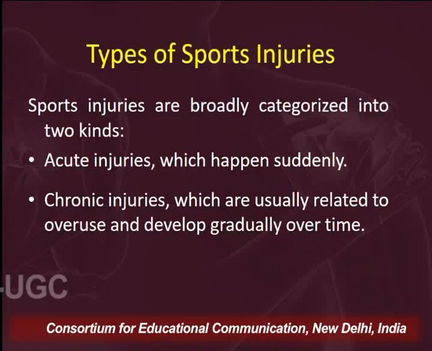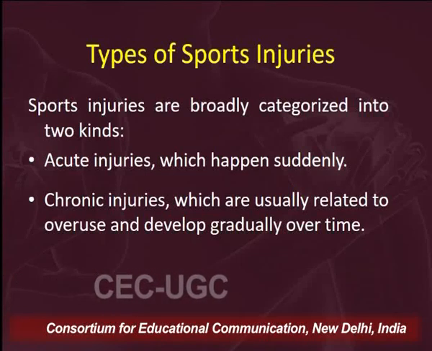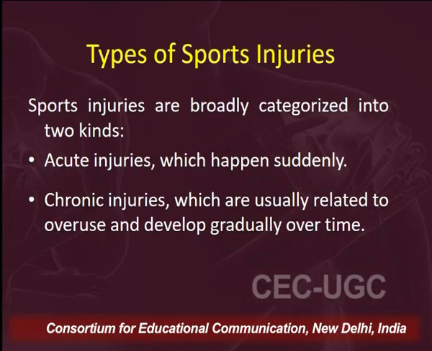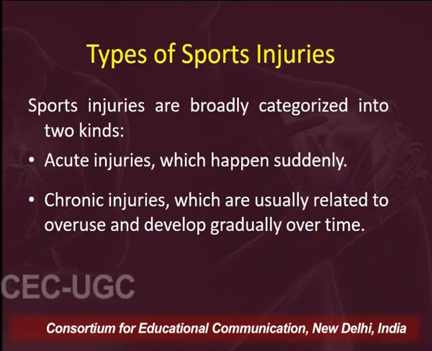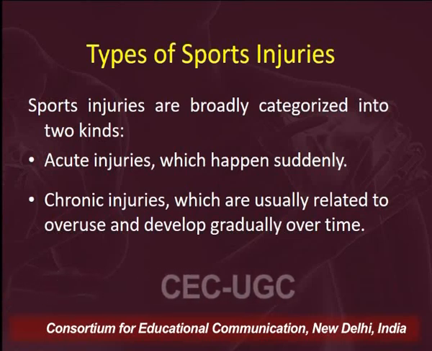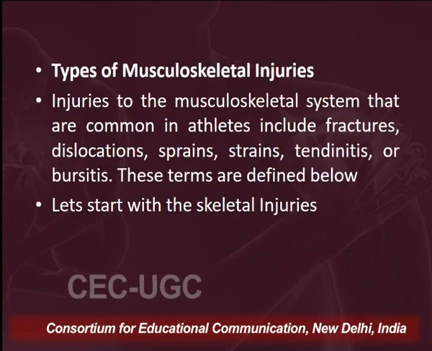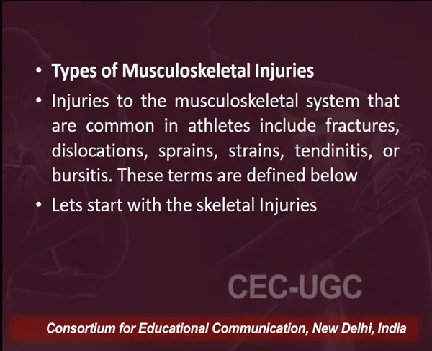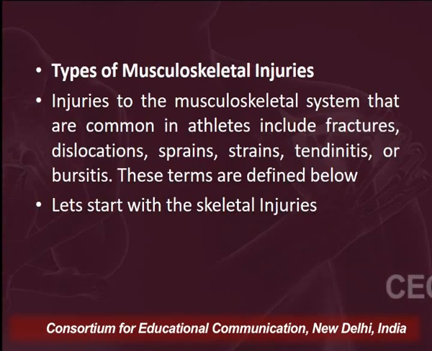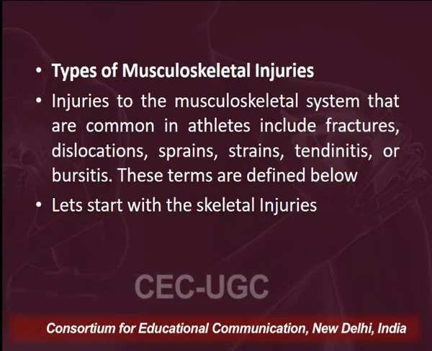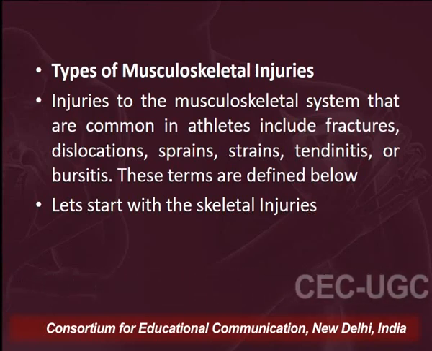Now, the types of sports injuries. Already I said that we have divided sports injuries into two parts. One is acute injuries, which happen suddenly. Another one is chronic injuries, which are usually related to overuse and develop gradually over time. So, types of musculoskeletal injuries. Injuries to the musculoskeletal system that are common in athletes include fractures, dislocations, sprains, strains, tendinitis, or bursitis. These terms are defined below.